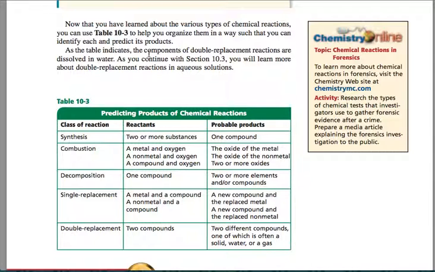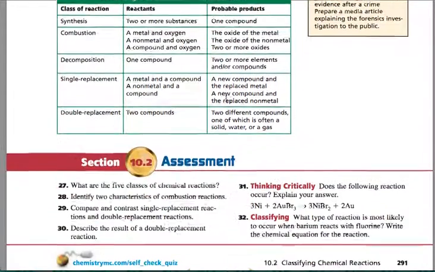As the table indicates, the components of the double replacement reactions are dissolved in water. Okay, two compounds dissolved in water. As you continue in section 10.3, you will learn more about double replacement reactions in aqueous solutions. Aqueous solutions means dissolved in water.